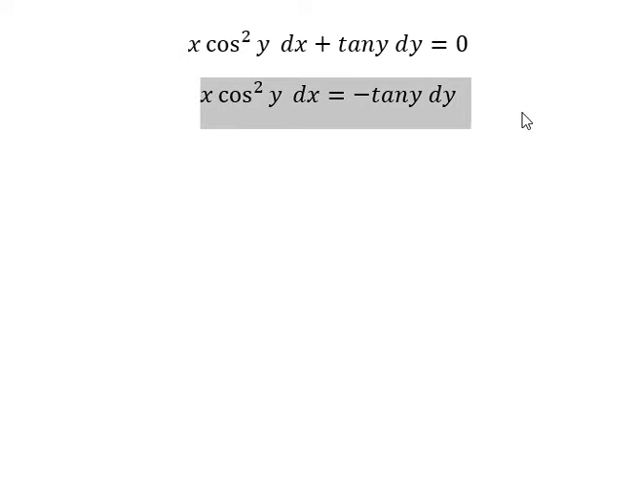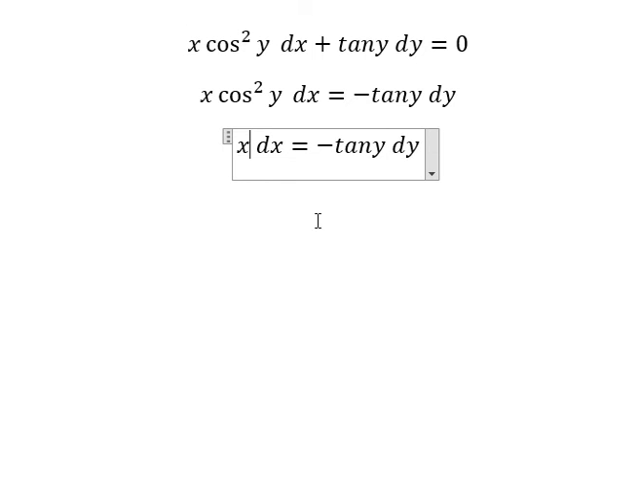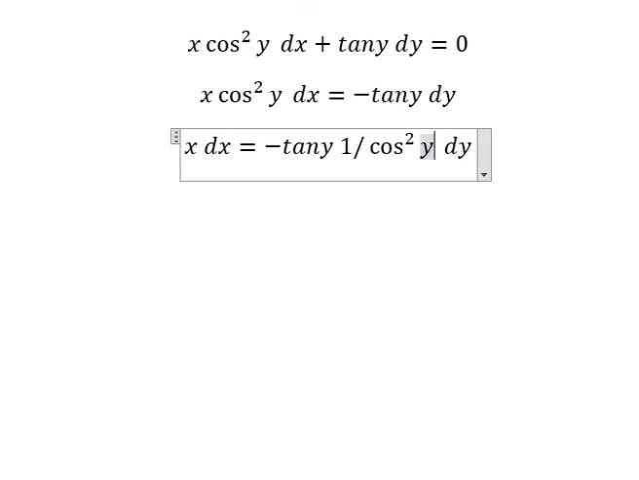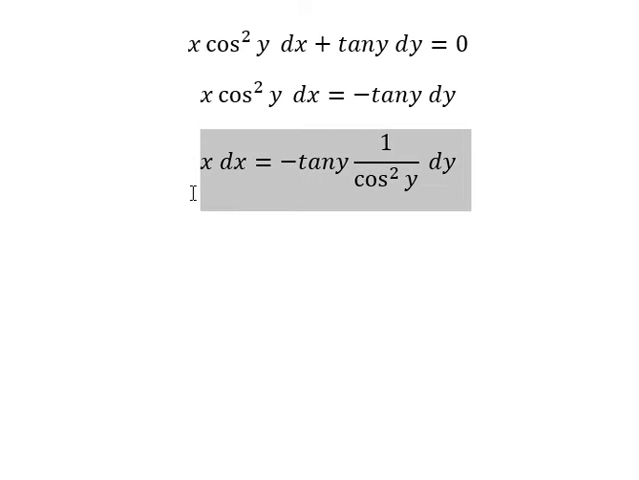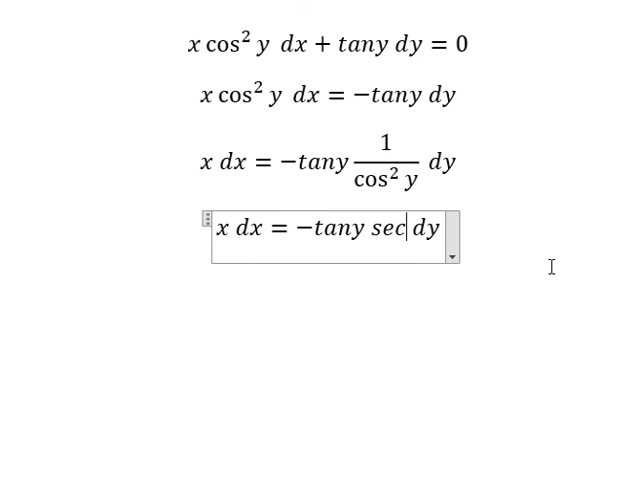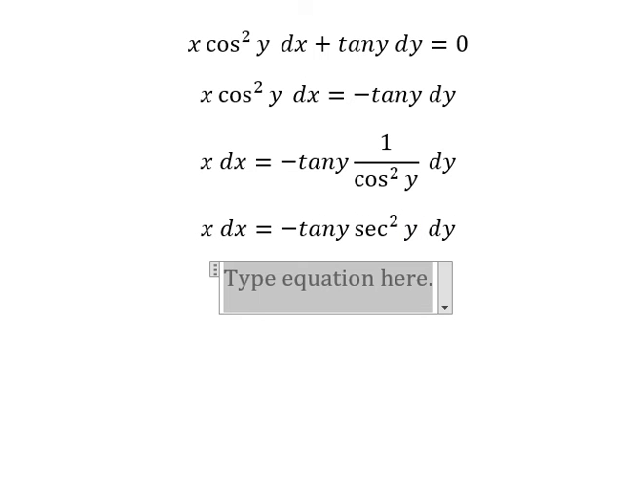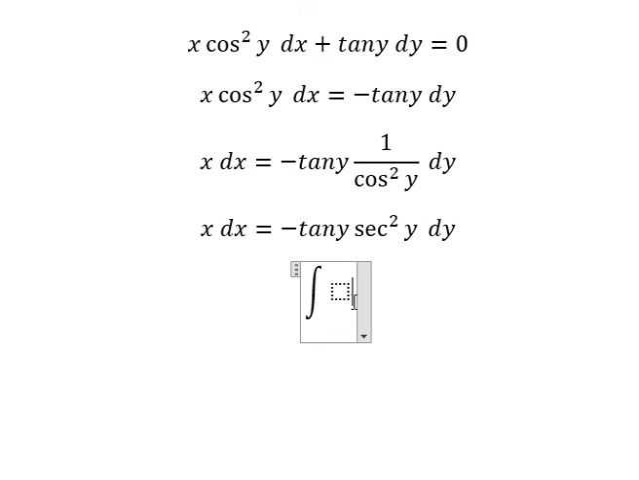Next, we divide both sides by cosine y squared. Next, we know that 1 over cosine y squared is secant of y squared. Next, we need to integrate both sides.